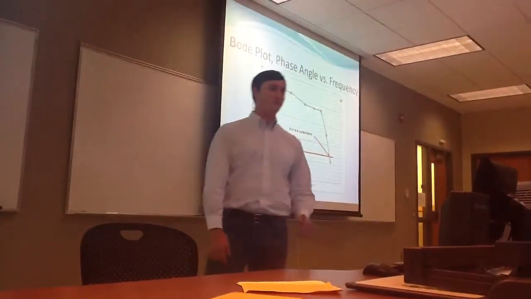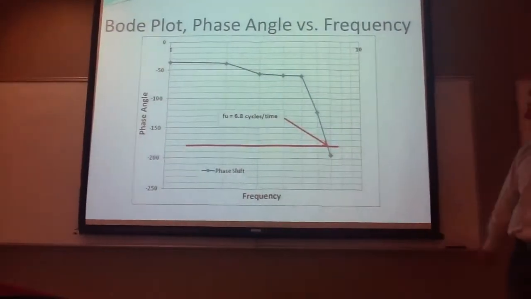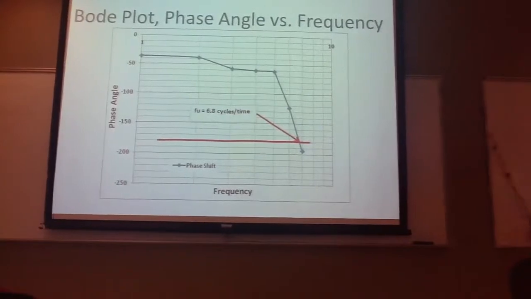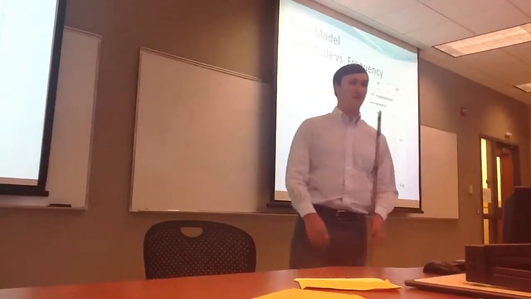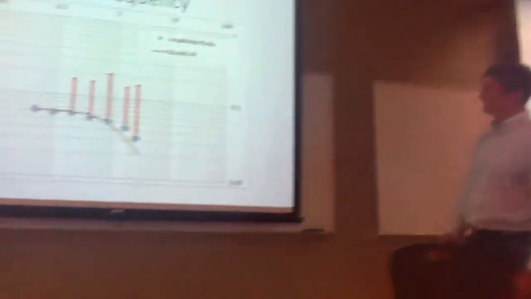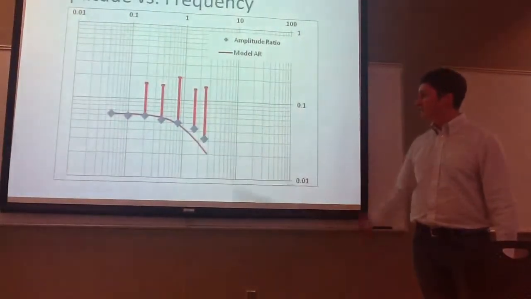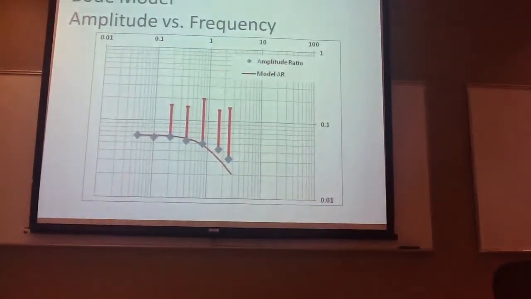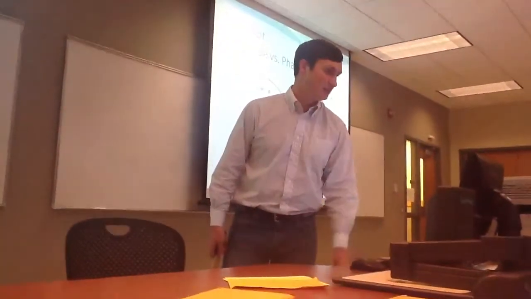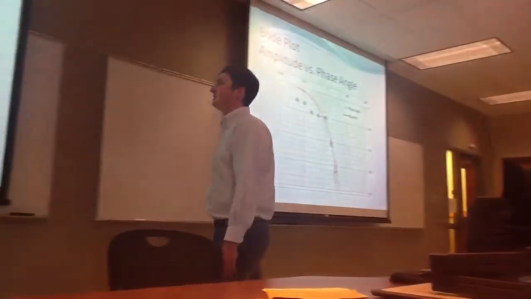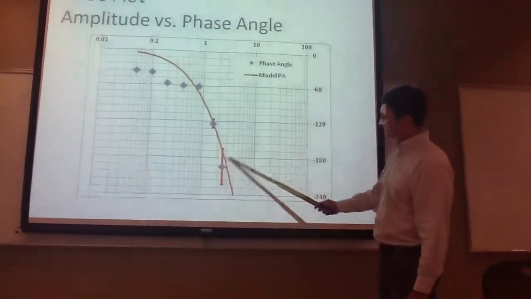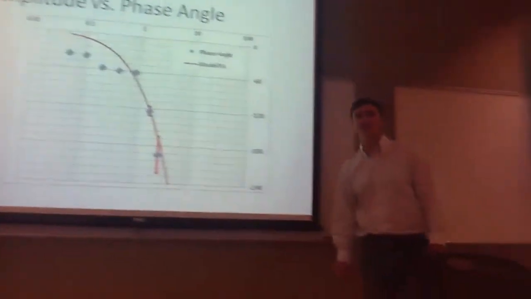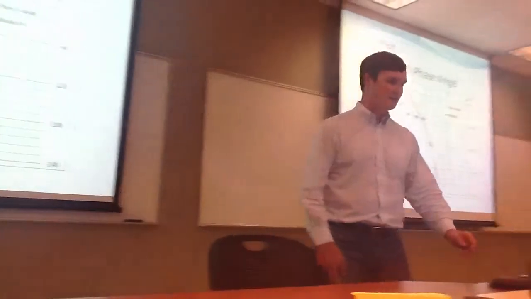Here's the phase angle versus the frequency, and it crossed negative 180 at about 6.8 cycles time, so the FU was 6.8. This is the model of the amplitude versus frequency, which is somewhat similar. You can see it kind of dips a little bit more right here, but it's still somewhat similar to the experimental data that was collected. The phase angle started off somewhat different, but down around the minus 180 range, it is still very, very close, so it seems like it was a pretty good representation of the data.